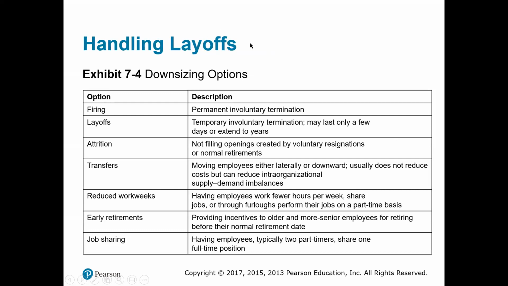Handling layoffs: that is when you have a temporary lull in business, you don't need as many workers, your demand is going down, you're hit by, say, the pandemic right now. You could go firing, which is permanent termination of jobs. Layoffs are temporary, termination only for a few days or a few months, and when business gets back to normal, you can ask them to come back. Attrition is when you do not fill any vacancies. Suppose two or three faculty have retired from the School of Management, and you're not hiring any new faculty, that is what you call attrition, or it's also called a hiring freeze.